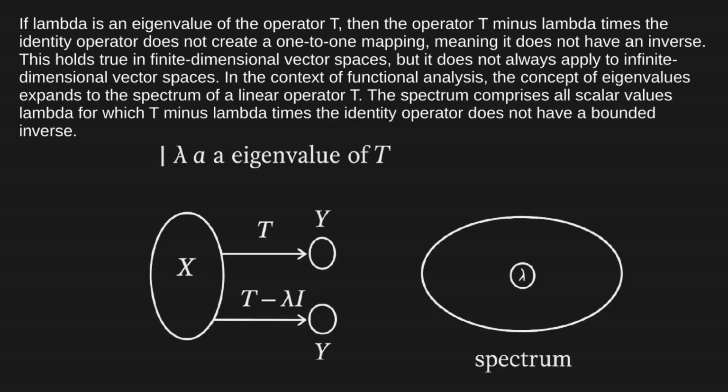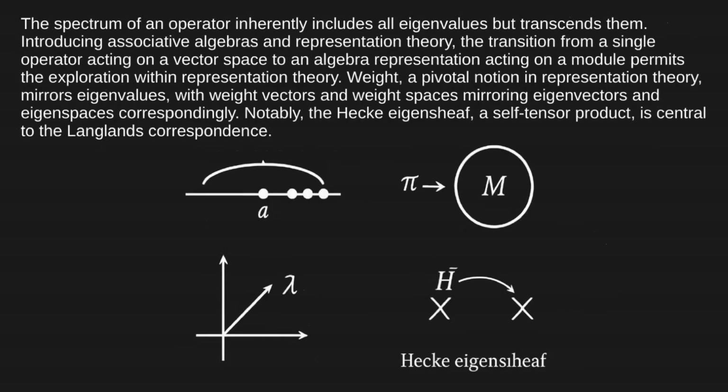In the context of functional analysis, the concept of eigenvalues expands to the spectrum of a linear operator T. The spectrum comprises all scalar values lambda for which T minus lambda times the identity operator does not have a bounded inverse. The spectrum of an operator inherently includes all eigenvalues, but transcends them.